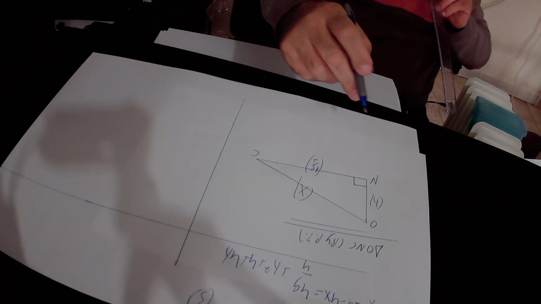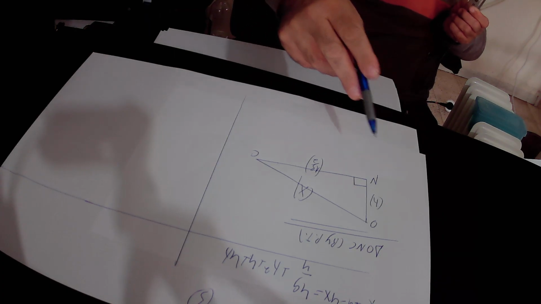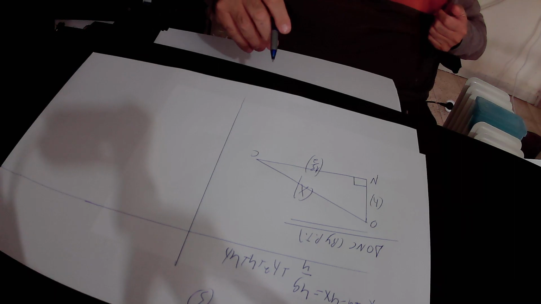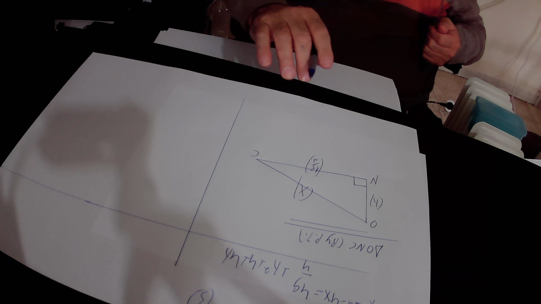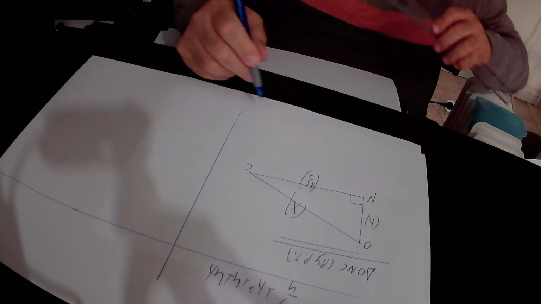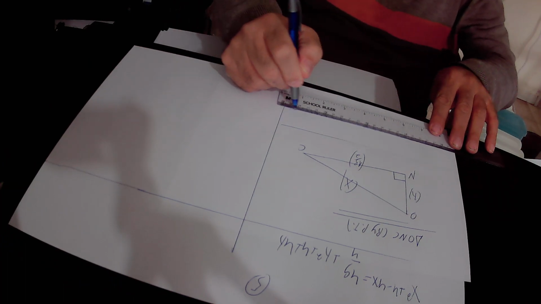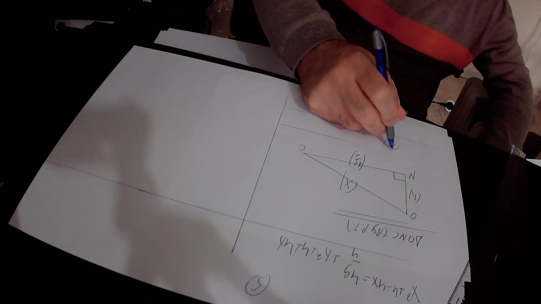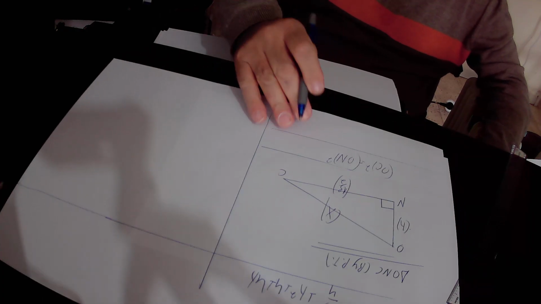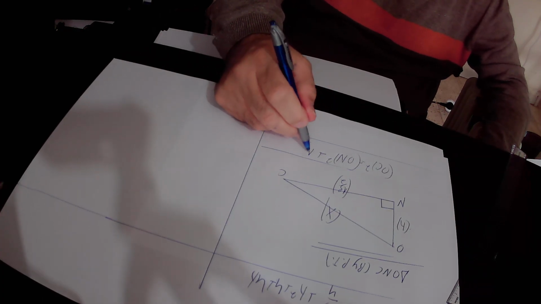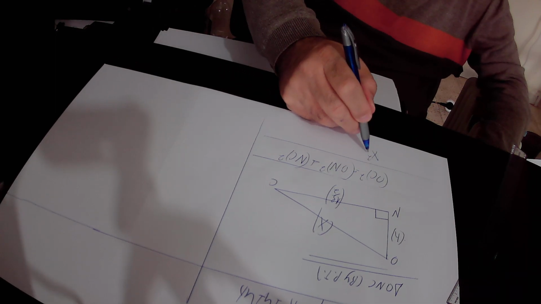Actually, this is the right triangle ONC that I copied from the original domain. ON equals h, NC equals 13 over 2, and the hypotenuse OC equals x. According to the Pythagorean theorem, in this right triangle ONC, we get that OC squared equals ON squared plus NC squared.